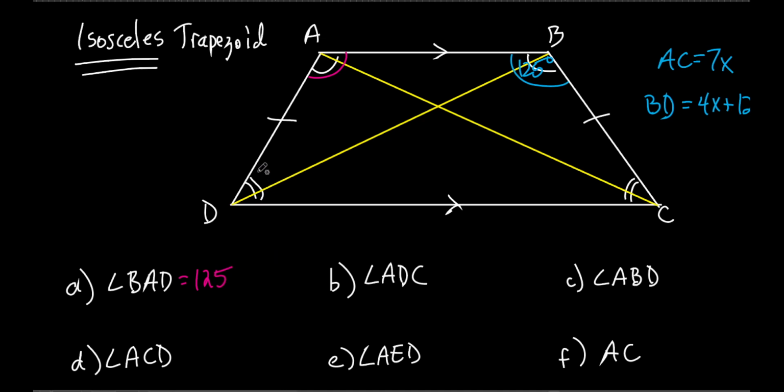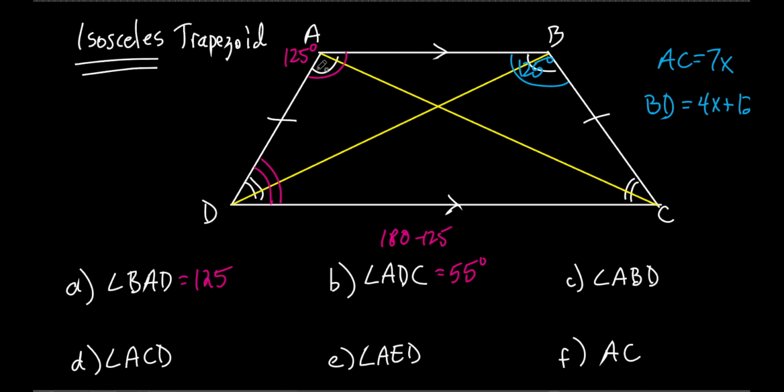All right, let's find ADC. Where's that? ADC is this one right here. How do I find that one? If I know this is 125, how do I find this? That's it. Take it away from 180. So 180 minus 125, it's what, 55? Yep. So this angle right here is 55.